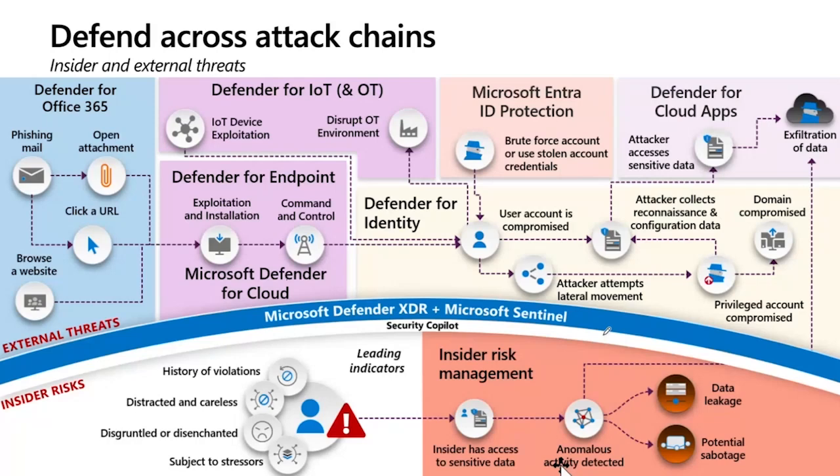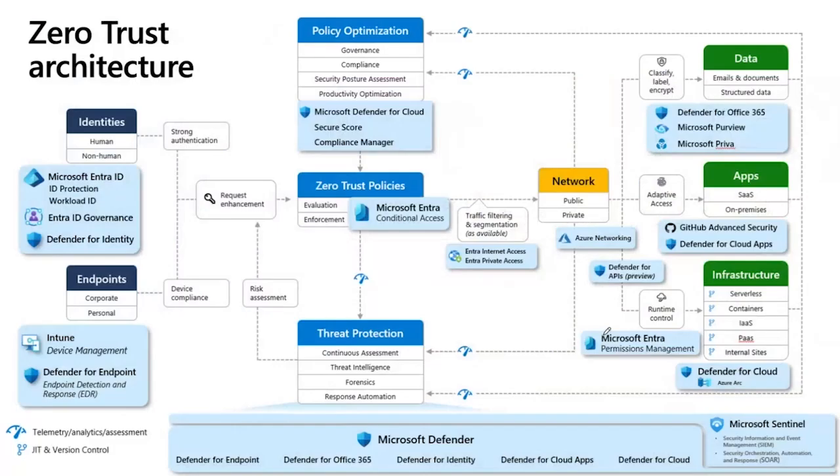Now, in the Zero Trust model, where we have six different pillars: identity, endpoint, network, data, applications, and infrastructure, we see different kinds of components that we can use to enhance security. For the identity pillar, we can use Microsoft Entra ID, Identity Protection, Workload ID. Then we have Entra ID Governance and Defender for Identity. These are different things that we can use under identity security.